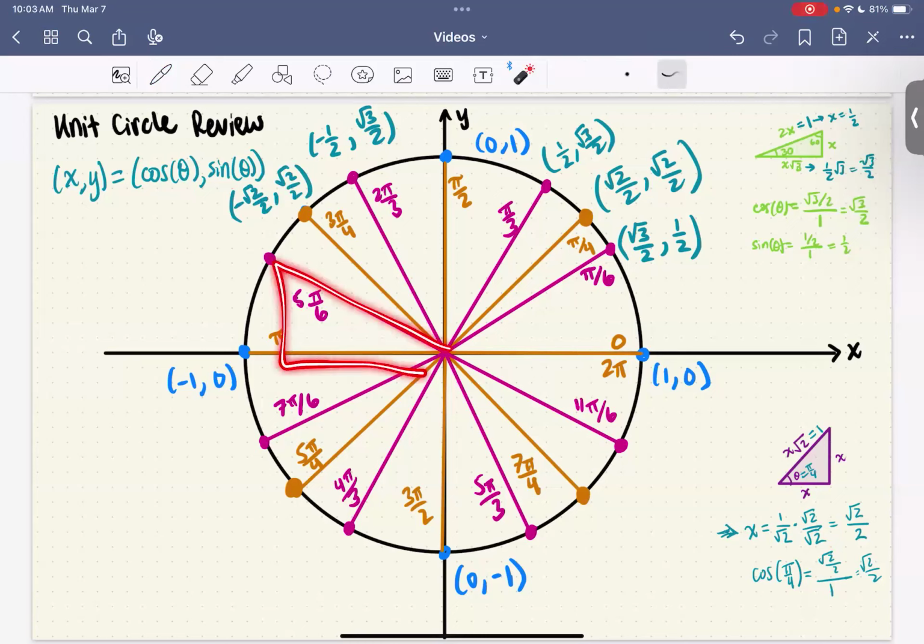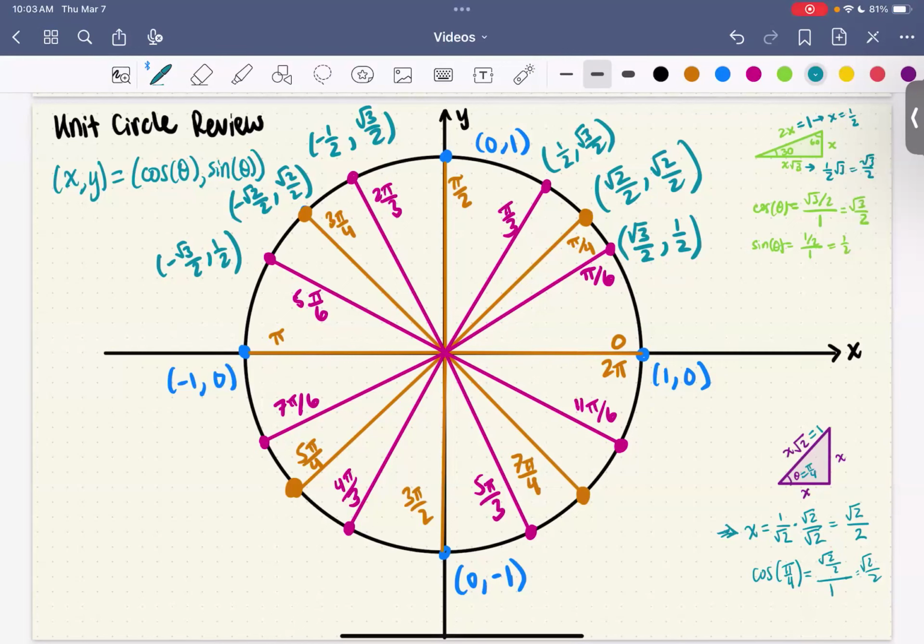And then the point over here is the same height and distance from the origin as this one over here. It's just that I had to go left. So negative root 3 over 2, 1/2. And we could fill in the rest.